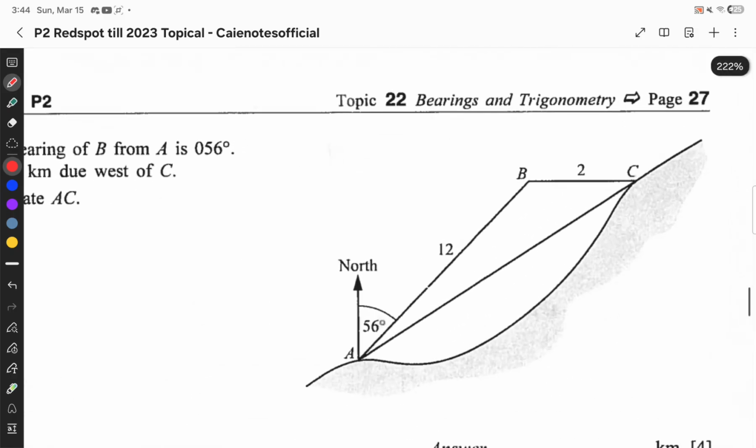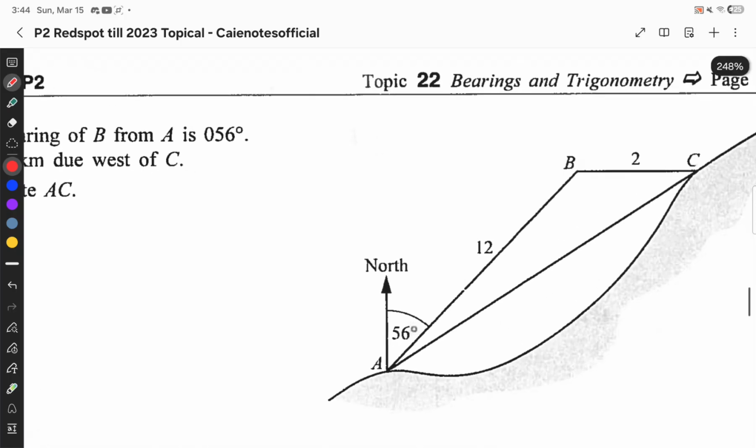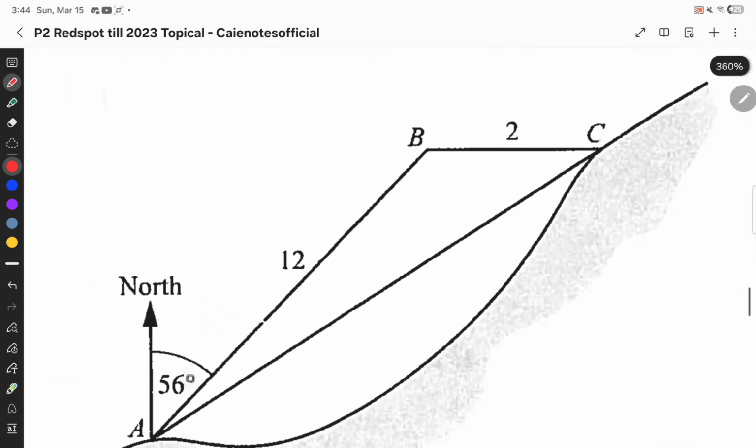The bearing of B from A is this. Calculate AC. To calculate AC, we know this, and we need to know this angle to use the cosine rule. Now why are we given the bearing? Well, it's to do some work. Okay, we need to find this angle.